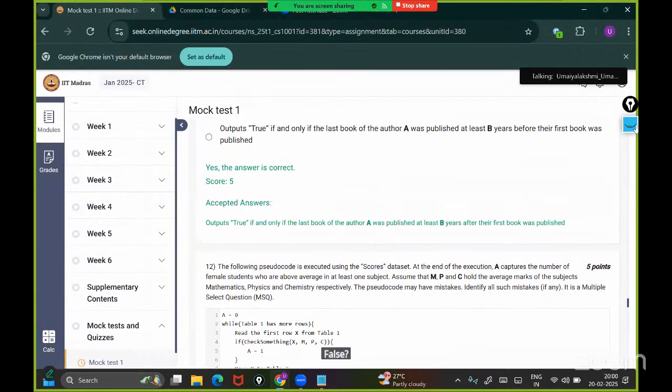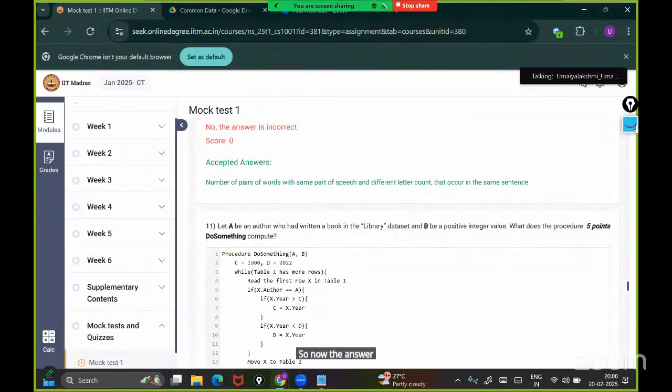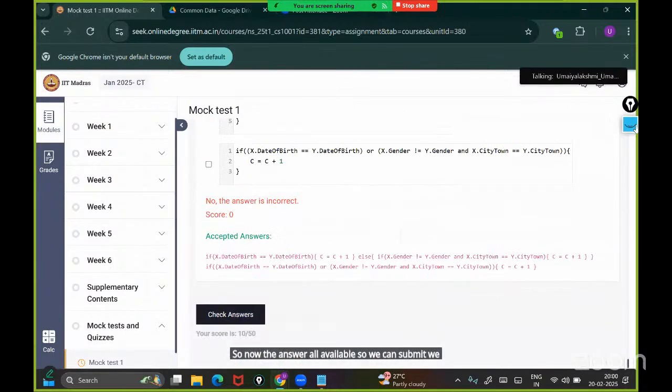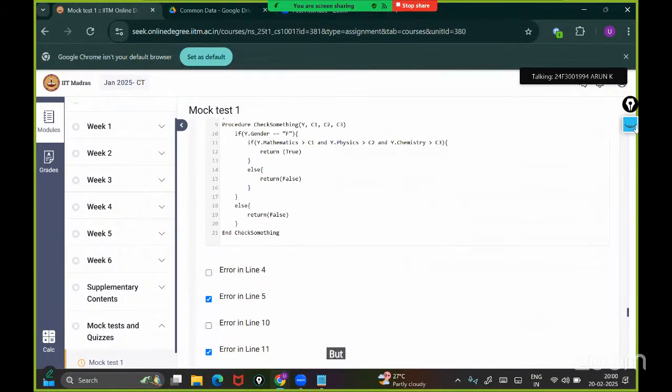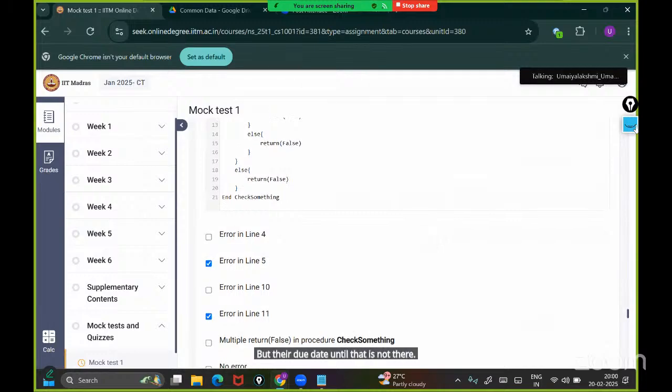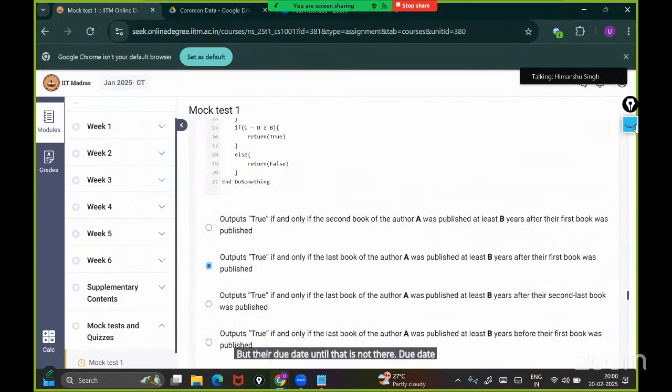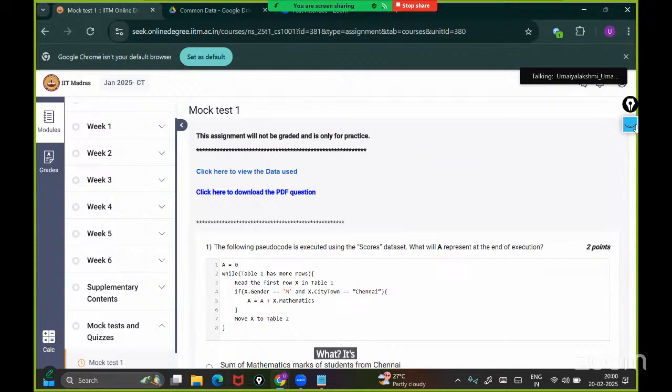Okay, now the answers are all available, ma'am. So we can submit and get the answers? Yeah, of course. If you submit, you'll get the number of answers, like what is the accepted answer and all. But there is no due date and all. It's not a grade. You can just check, right? It's just for practice. It's not a graded one. Okay, understood.